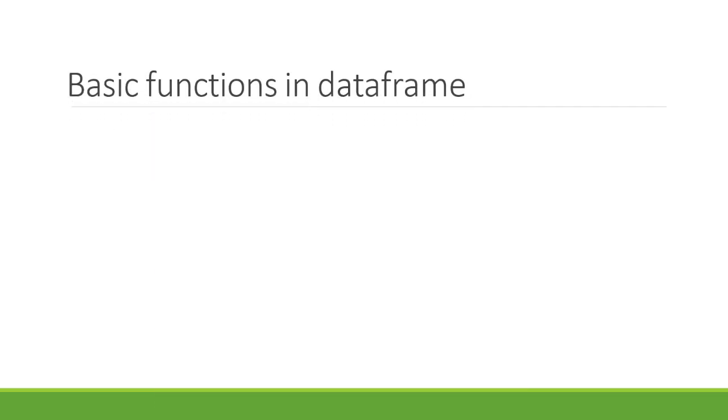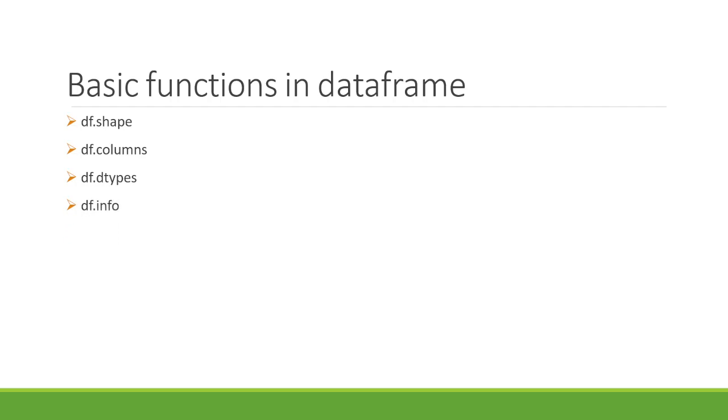Next, basic functions in data frame. Now we have to see a lot of functions inside a data frame. First, here we have df.shape. Already we have covered this topic, df.shape and df.columns. df.shape will display the number of rows and number of columns of your data frame. df.columns will display the columns present inside a data frame. Then after that we have dtypes. If you want to know the data types of each column, then we can use this function.